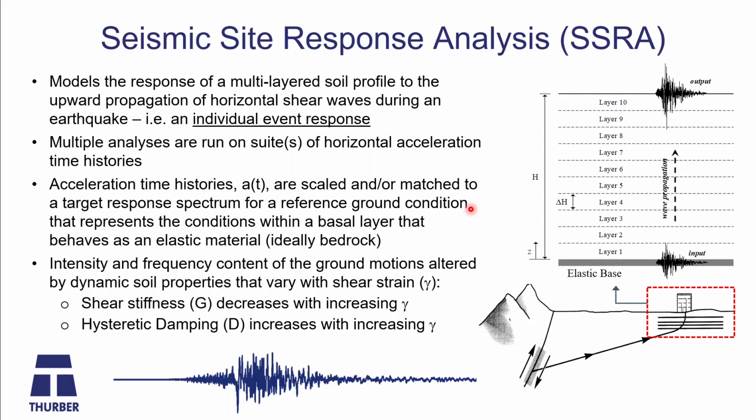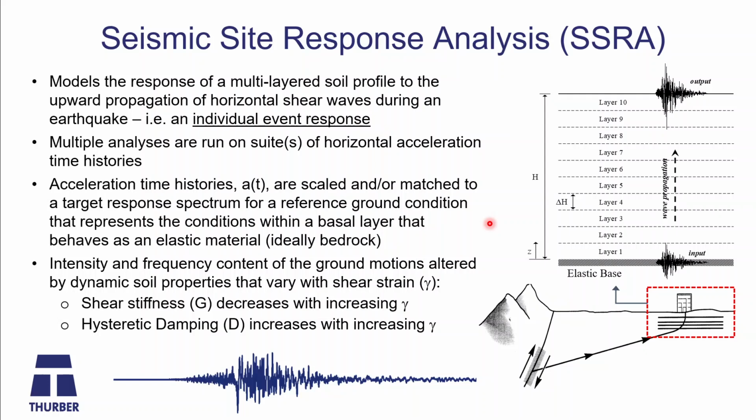And what we do is we look at the variability in response by doing multiple analyses on a whole suite of horizontal acceleration time histories, right? So typically what we'll do procedurally, we'll get those acceleration time histories that we select and we scale them to match a target response spectrum that's representing a reference ground condition consistent with the conditions within a basal layer, which should, if this is done properly, behave as an elastic material throughout the whole intensity range for the ground motions that you're actually looking at, okay?